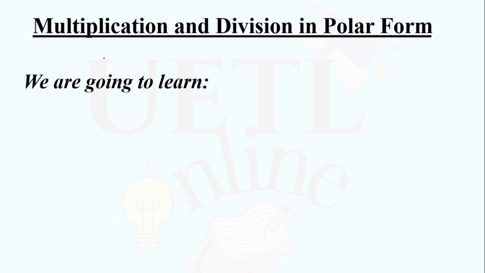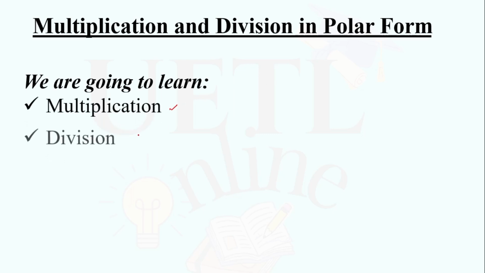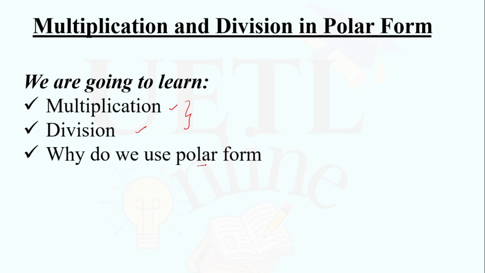Today we're going to look at multiplication and division in polar form. Given complex numbers in polar form, we're going to look at how we divide them. The objectives are multiplication in polar form and division in polar form. With these two, we're going to understand why we use polar form. There is a certain reason why we change complex numbers from their standard form to polar form, and we're going to see that in this video.